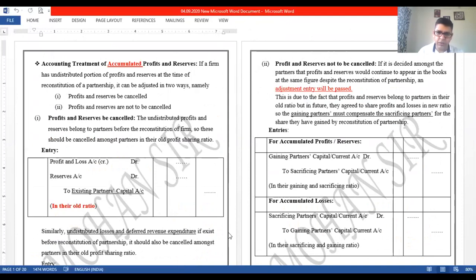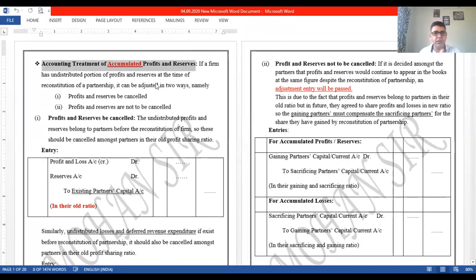Things like these are very, very common in all the upcoming chapters. You talk about the accounting treatment of accumulated profits and reserves. Accumulated is a word which shows that these are the profits which have been accumulated by the partners earlier.